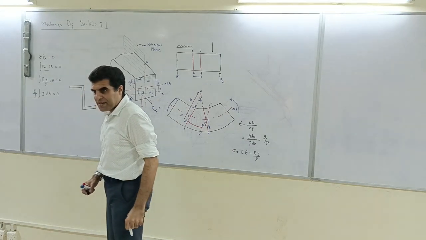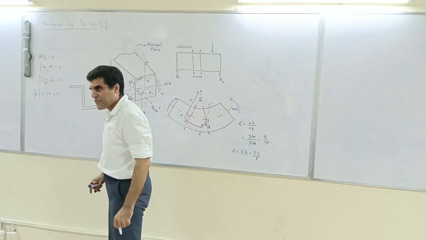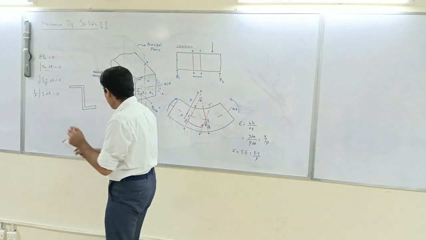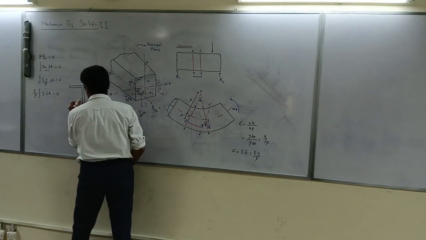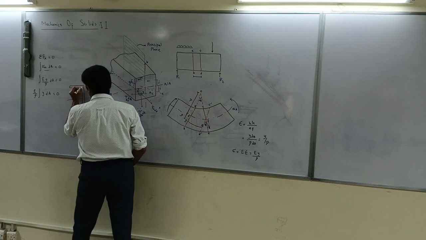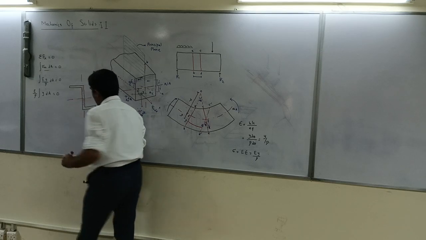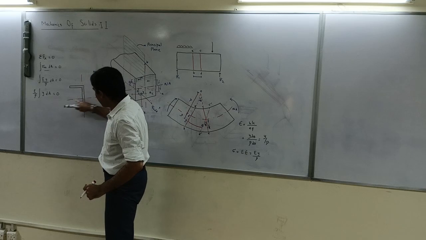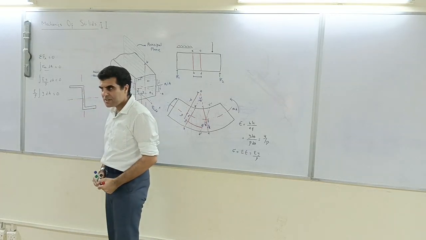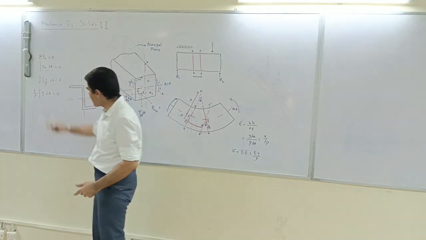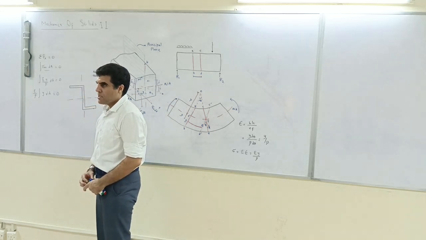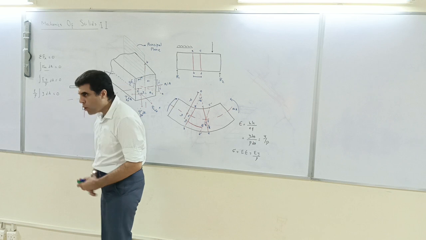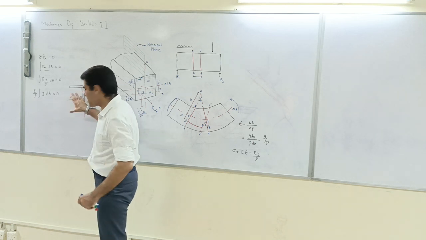A Z purlin. Imagine this is our Z cross section. Using this equation, are these the neutral axes? The answer is no. Why are these not the neutral axes?